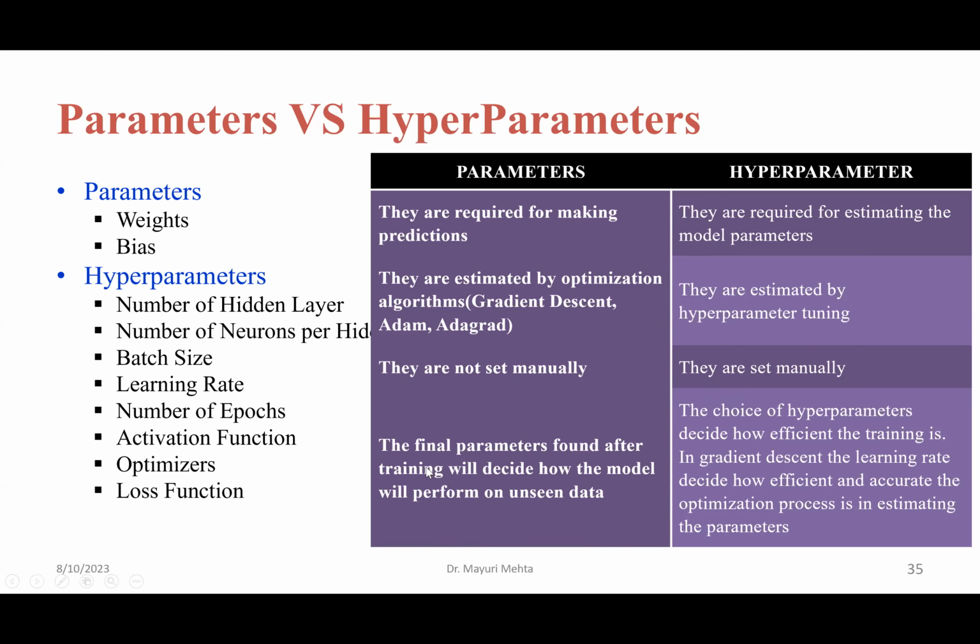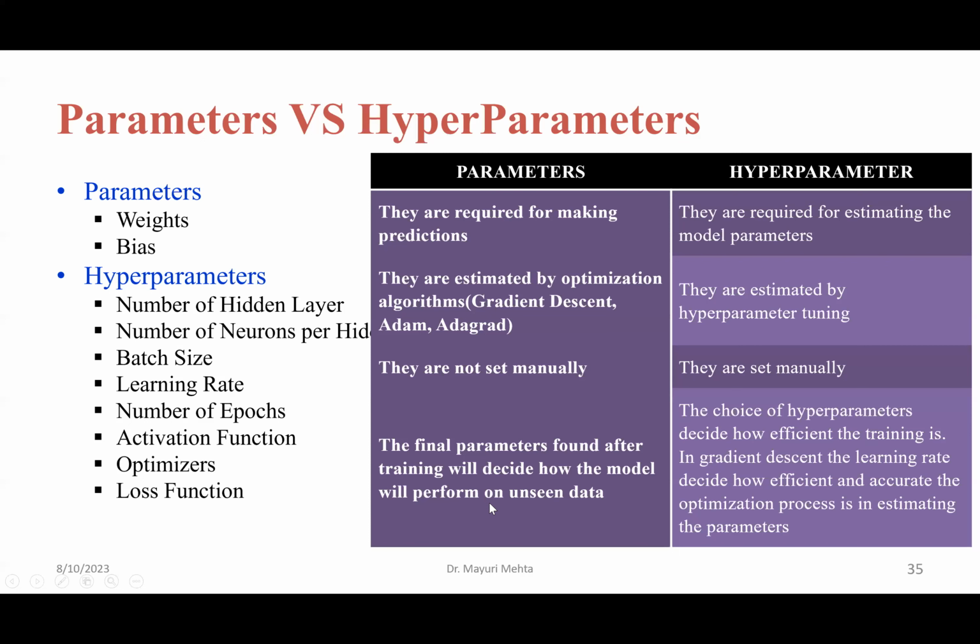The next difference is the final parameters found after training, because for these parameters, we get optimal values of these two parameters once the training of that neural network gets over. So once the training gets over, we get the final values of weights and bias, and after the training, they decide performance on future data, on unseen, new data. Very important, we want to get optimal values, we want to get the best values of weights and bias.